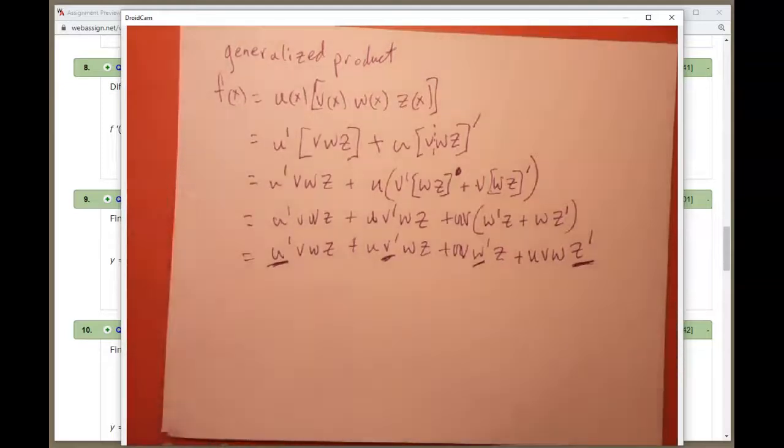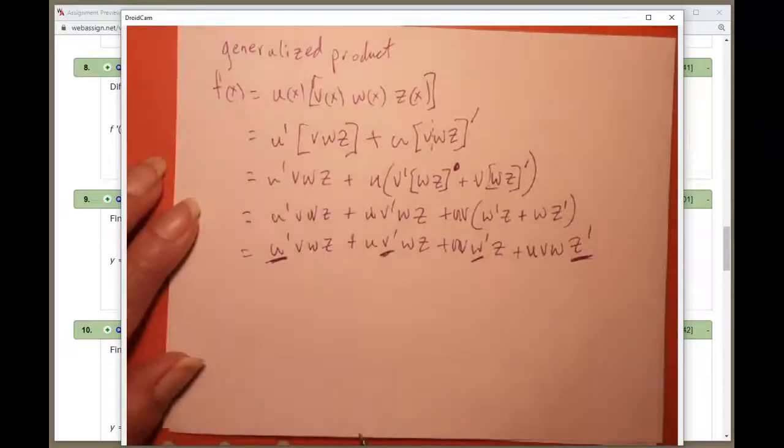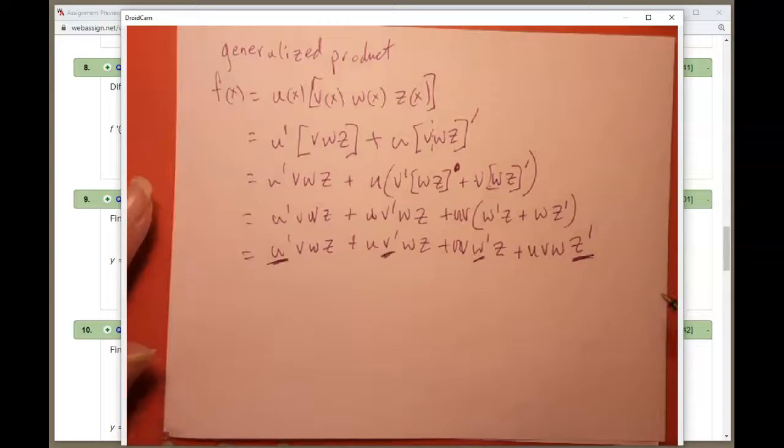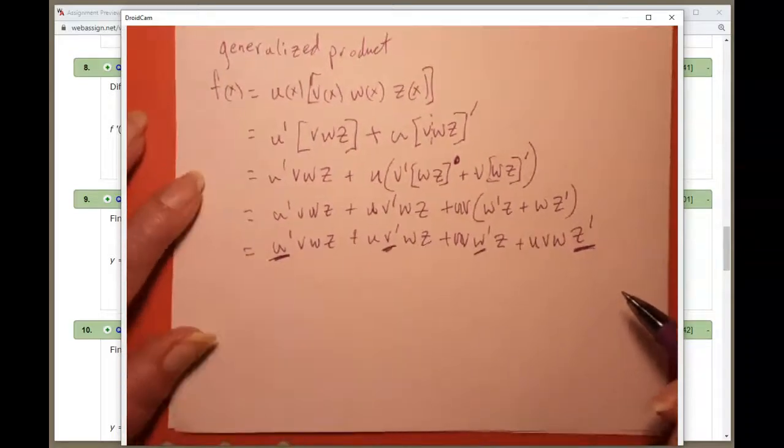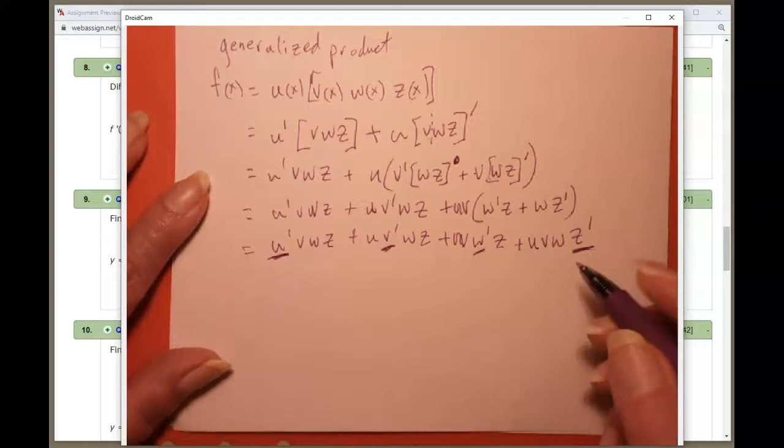So when you have a product of more than two things, you can really just travel, well, even with the product of two things, you take the derivative of the first, write down the rest. Derivative of the second, write down the rest. Derivative of the third, write down the rest.